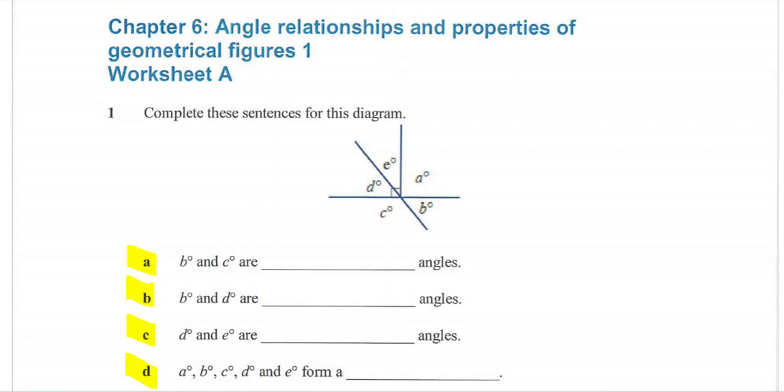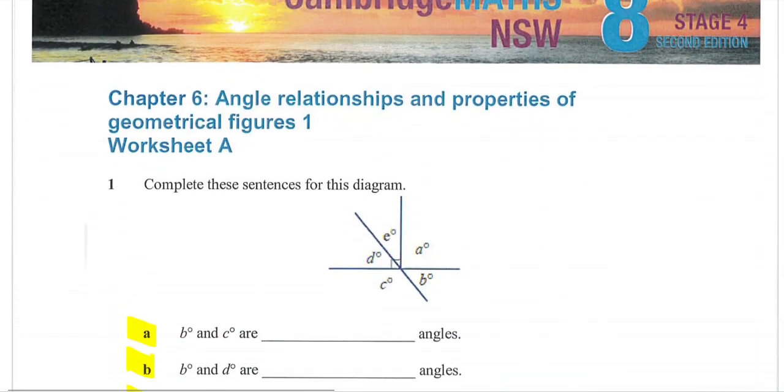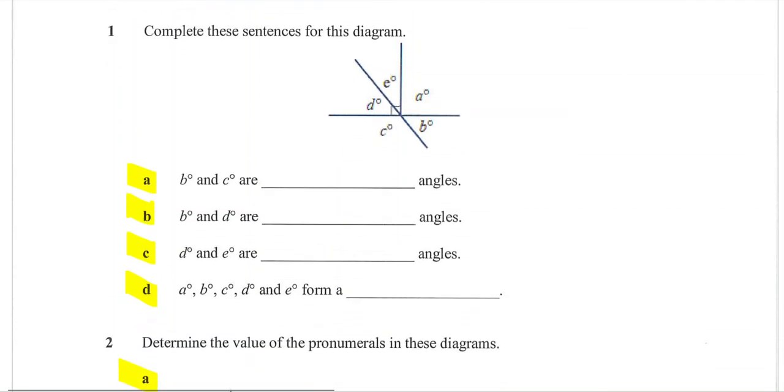The topic for the day is angles, or in other words, geometry. So please make sure you find this page. Question 1, complete these sentences from the diagrams. B and C, if you look at the diagram, B is here and C is here. The two angles together are making a straight line.